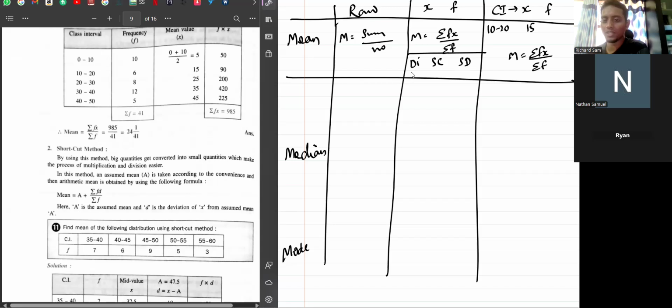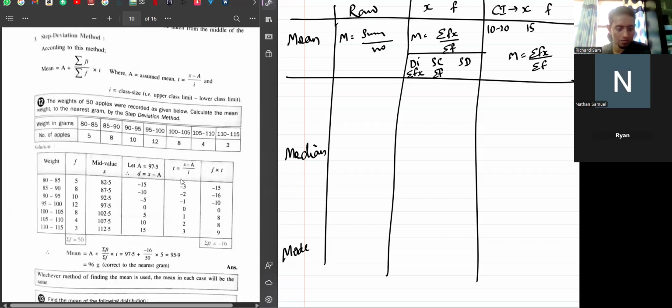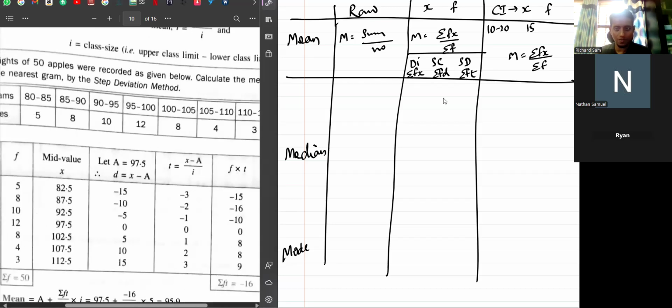The direct method is what I just now explained. Okay, you're finding summation of fx. In the next one, you're finding summation of fd. And in step deviation, you're finding summation of ft. Okay. So what are these three things? So if it's the shortcut method, you're finding fd. So what is this d?